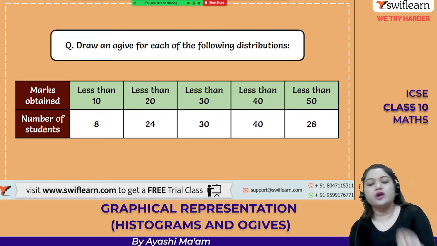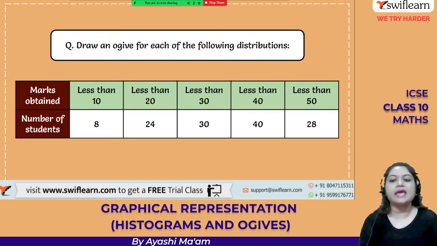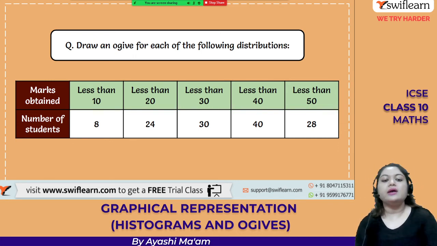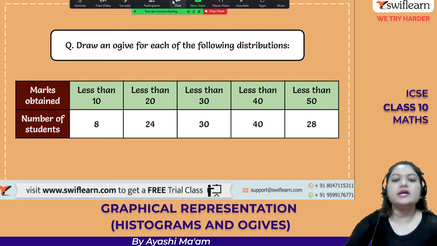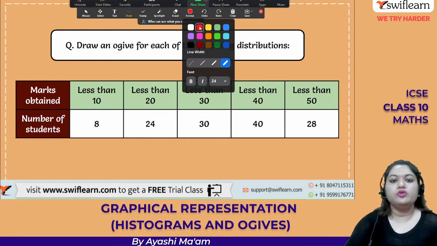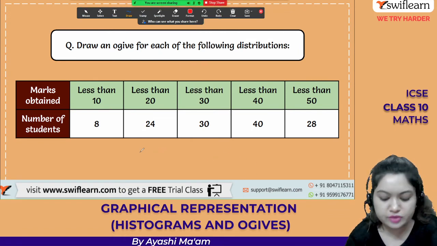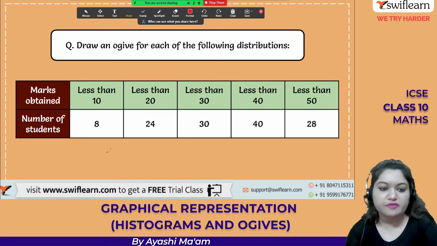So for the x coordinate, take the upper limit as 10. Cumulative frequency will be 8. For the second one, you can take the upper limit as 20. Cumulative frequency will be 24 plus 8. I'm just giving you the points for your reference. So first one will be 10, 8.